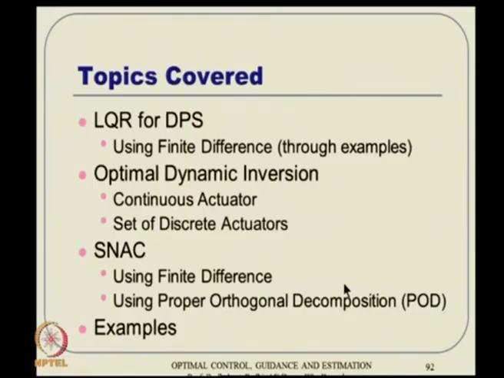Then the various topics that we covered under that in relatively fair detail are something like this. First, we started with the idea of putting finite difference and then utilizing the same idea of LQR for linear distributed parameter systems. And we gave some examples also to demonstrate the idea. Then we took a little digression where we talked about optimal dynamic inversion. That was done by utilizing a continuous actuator and subsequently a set of discrete actuators. It is not very much in the framework of variational calculus and all that, but I still thought it is a nice idea to discuss.